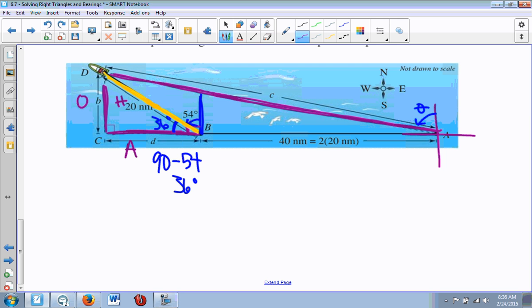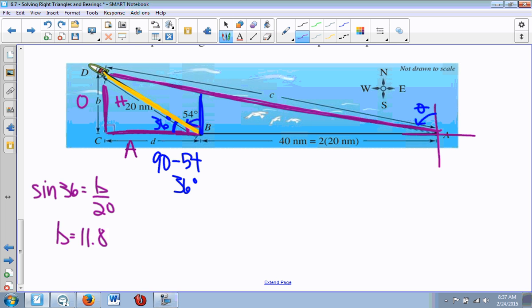So I'm going to use a sine ratio first. Sine of 36 is going to be B over 20. Since B is in the numerator, we are going to multiply to solve. So 20 sine of 36 is going to give me approximately 11.8.